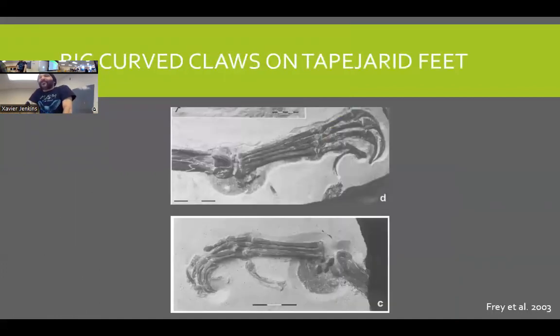I will note that Tapejarids, short beaks, big crests, they have these huge curved claws on their feet. Like only half of this is the actual bony claw. The rest of this is the keratin sheath covering the claw. Keep in mind when you're looking at any fossil claw, it would have been extended much longer than what's actually fossilized by the keratinous covering. So these guys had huge, horrifyingly curved claws. What might these have been used for?